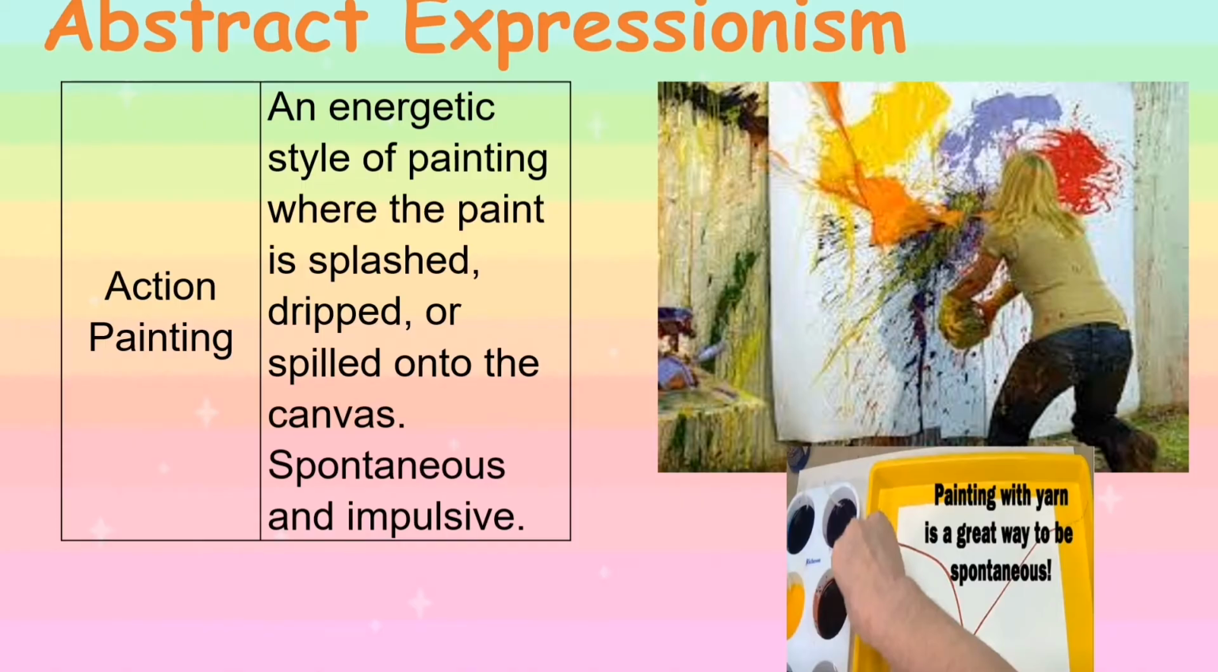You can also create a painting with yarn. It is a great way to be spontaneous. So you need to dip the yarn into the paint and then you create some kind of canvas, if you dip and splash the paint onto the paper or any kind of materials being used.